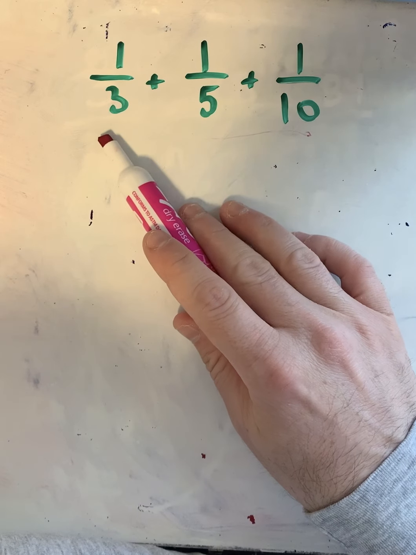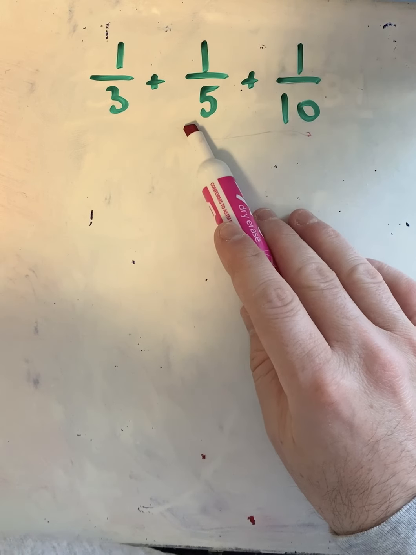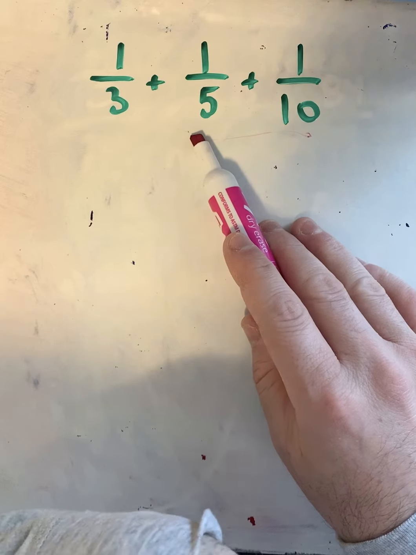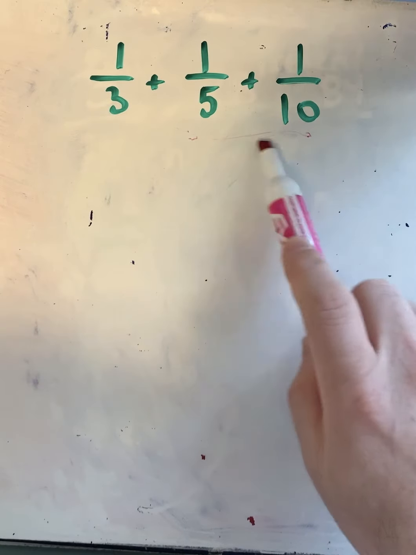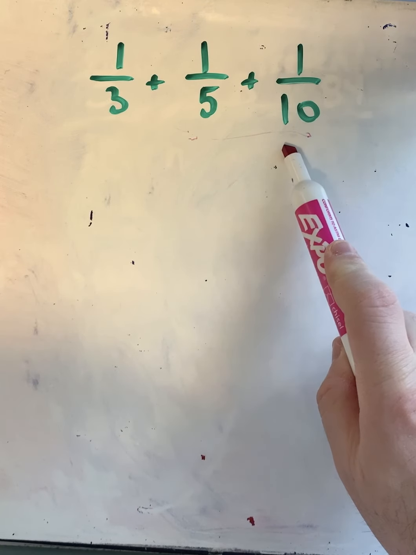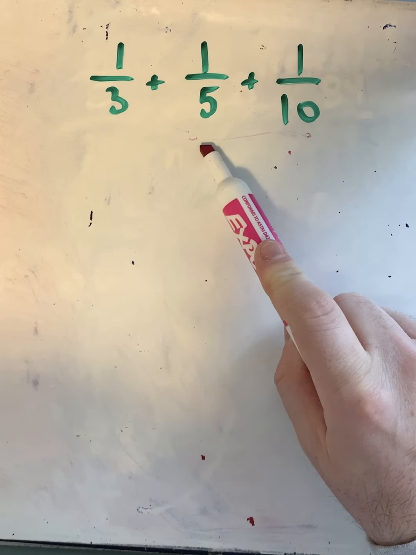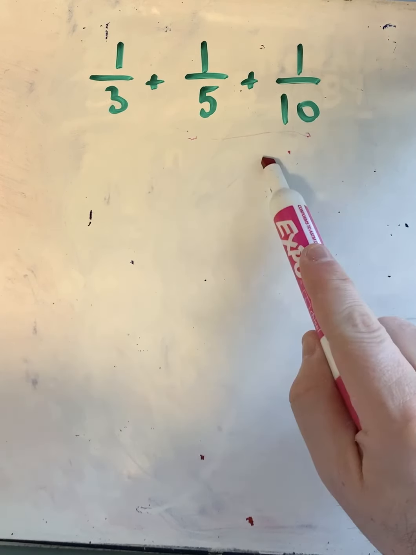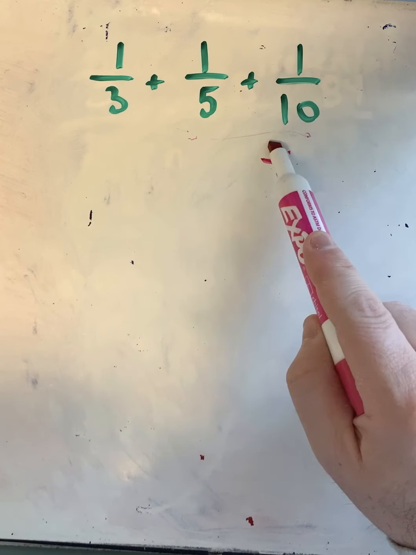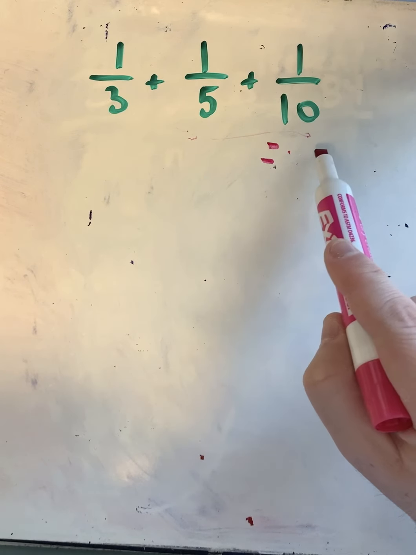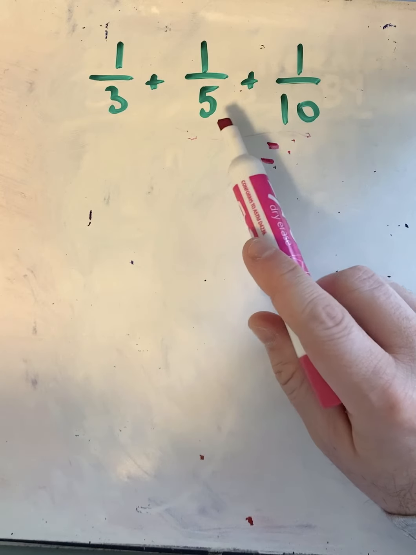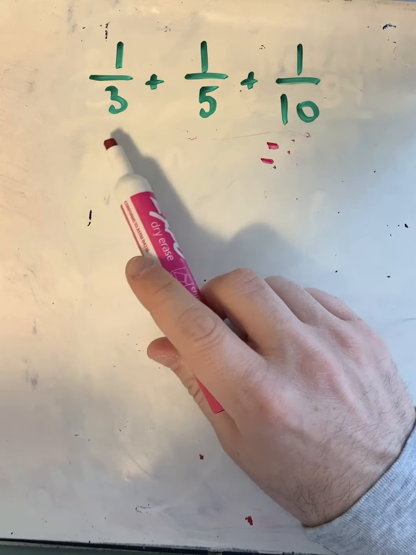So again, we talked about when you have just two, we go with the highest number and we count up by those multiples. When we have three, the same rules apply. We're just going to go up by the highest one. So we're going to go 10. 5 goes into 10, 3 does not go into 10. 20, 5 goes into 20, 10 goes into 20, 3 does not go into 20. 30, 10 goes into 30, 5 goes into 30, and 3 goes into 30.